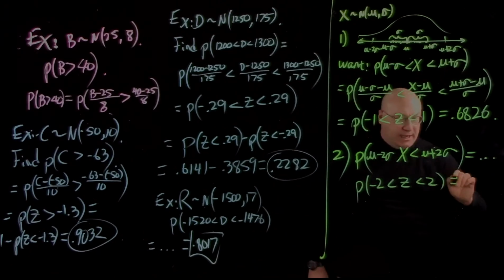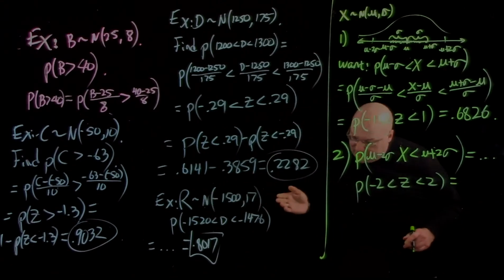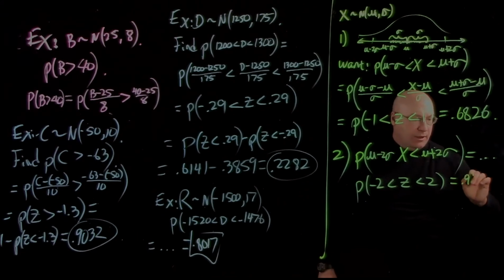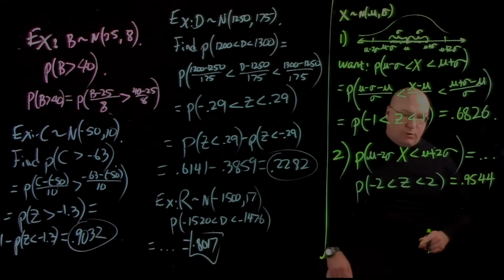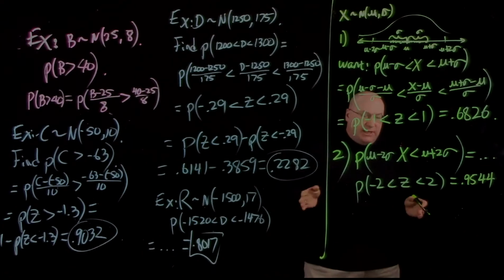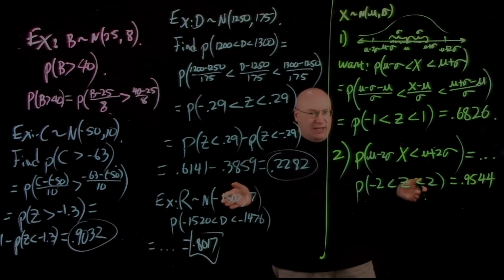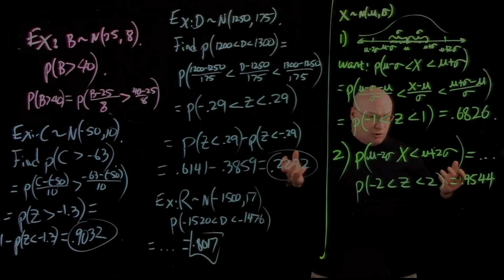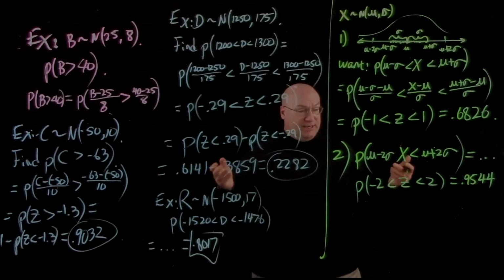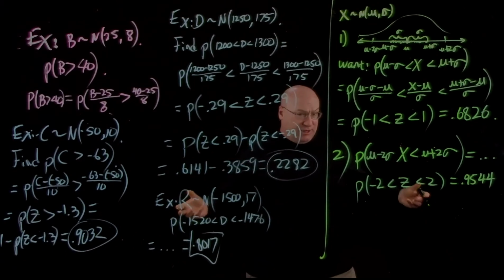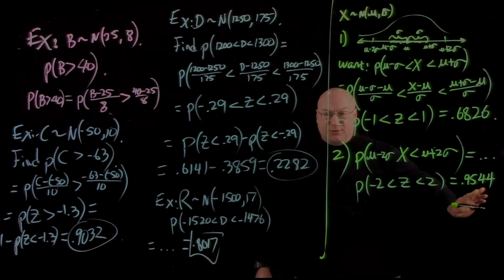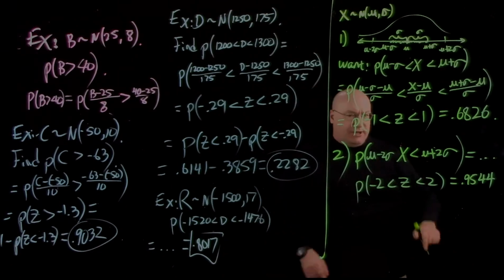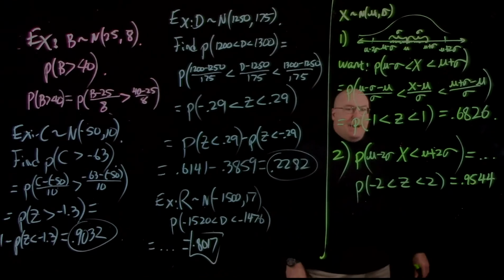And you're going to end up getting 0.9544. Do you remember when I said if you have a data set, roughly 95% of the data lies within 2 standard deviations of the mean? You can see if we're talking about a normally distributed population of data, that's pretty close to true. Almost 95.5% lie within 2 standard deviations of the mean.